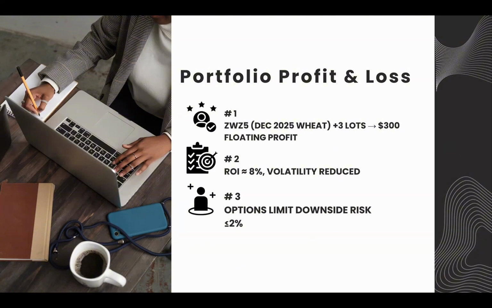Later, we expanded the portfolio by introducing other contracts: ZWN6 wheat futures for July 2026, ZCZ5 December 2025 corn futures, CLZ5 crude oil futures, and also put options on both ZWZ5 and ZWN6. This diversified configuration reduced overall volatility. Options, in particular, played a key role by limiting downside risk to within 2% of total portfolio capital.